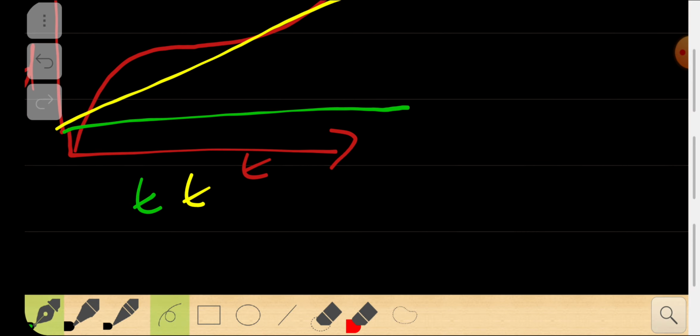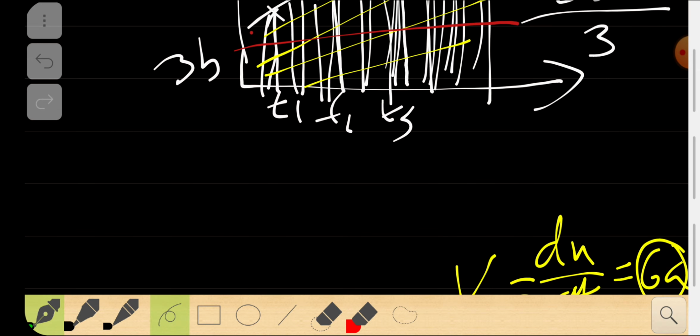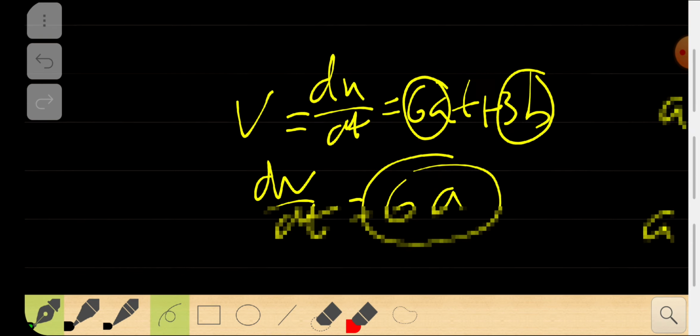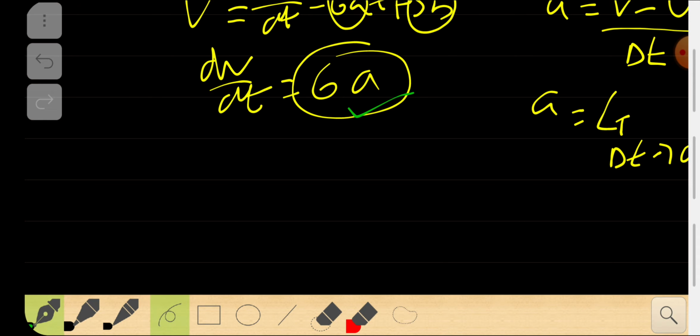So that means the acceleration is not going to change. It will always be 6a. If it is moving at some velocity, it will be 6a. A can be anything, A is a constant. I just randomly picked this equation. It has no meaning at all. So the acceleration will always be a constant for this particular equation.